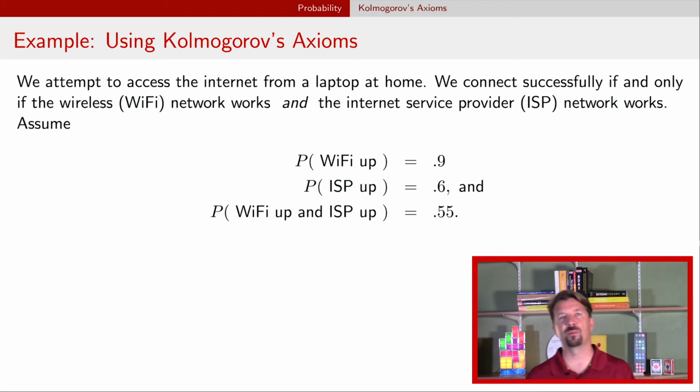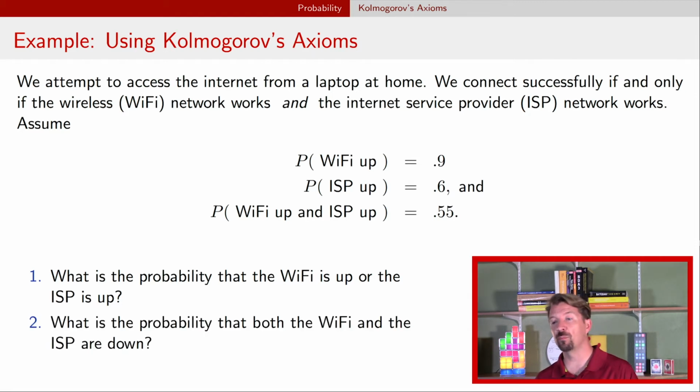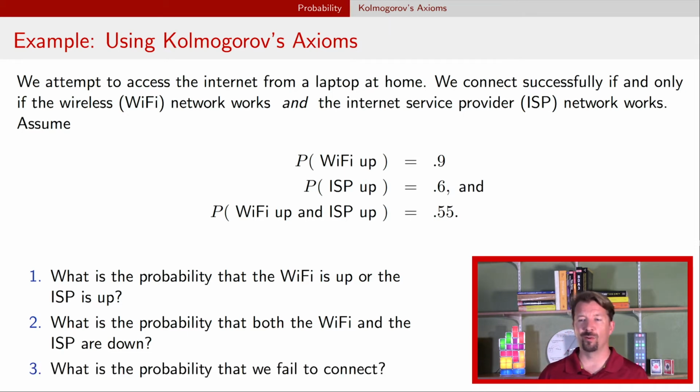So for example, there might be, what's the probability of the Wi-Fi is up or the ISP is up? What about the probability that both the Wi-Fi and the ISP are down? And perhaps more importantly, what's the probability that you fail to connect, that you cannot connect? Now using the axioms and consequences and these three probabilities, we can answer those questions. You might want to pause right here and try to do it for yourself right now.